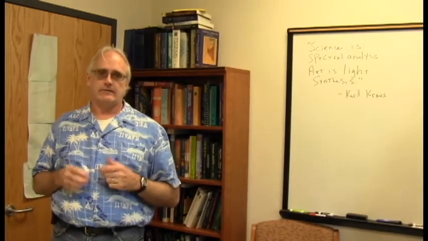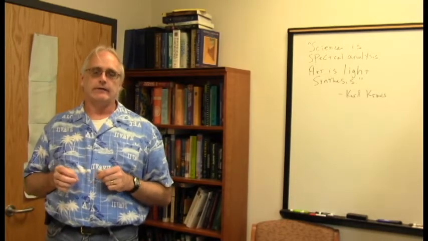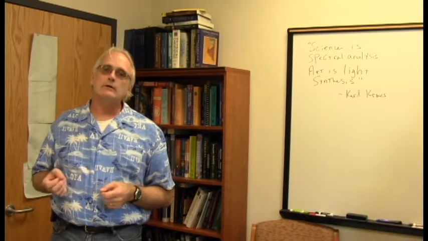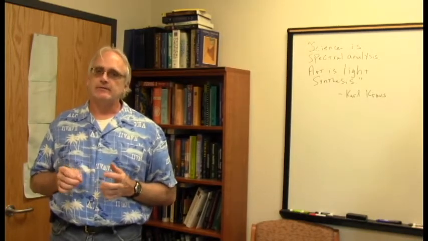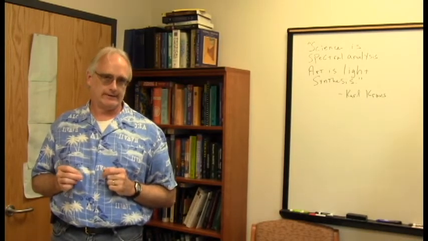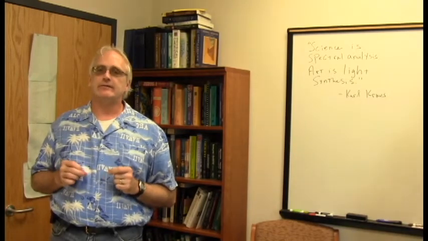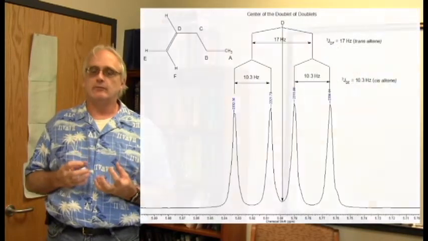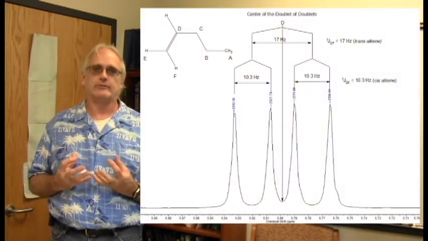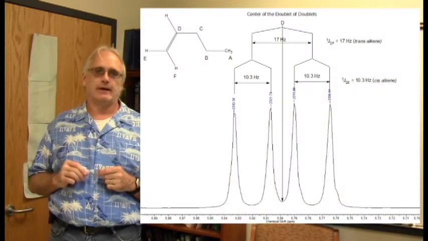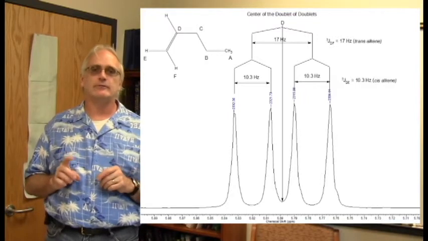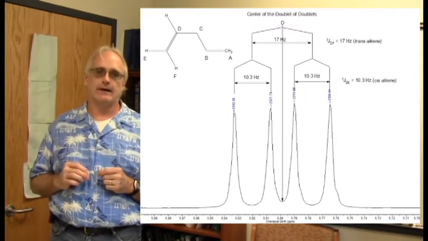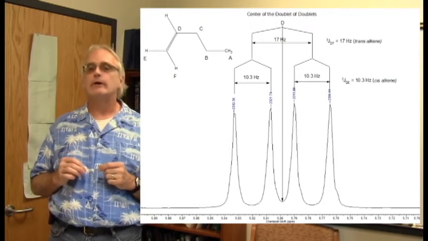And you can take this doublet of doublets and make the software label in hertz each of the peaks and start extracting out the coupling constants. And it's illustrative to see that here with the doublet of doublets. This is the doublet of doublet coupling tree. The trans coupling constant here, the difference between these peaks, is about 17 hertz. The cis coupling constant comes out at 10.3.